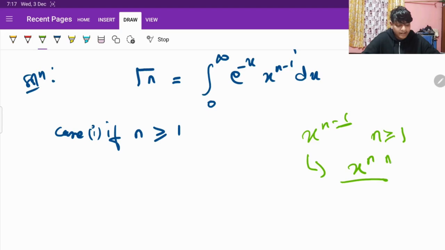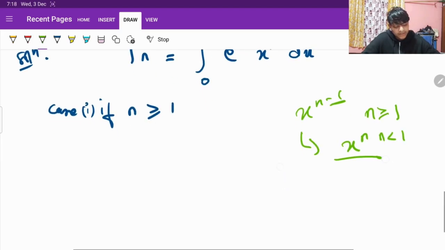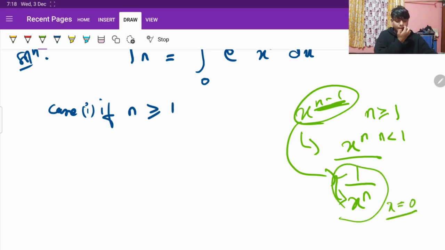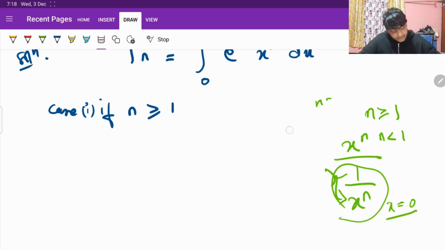But in the case of n less than 1, this part is going to be 1 by x to the power of something, because n minus 1 is negative. In that case it goes in the denominator, and we see a discontinuity at x equals 0. That means the function is not defined at x equals 0. Okay, so let me come back.